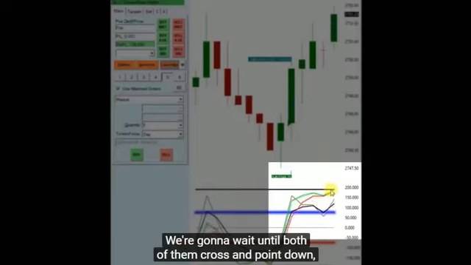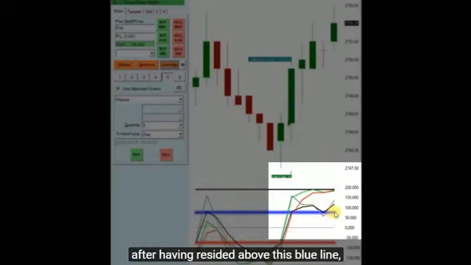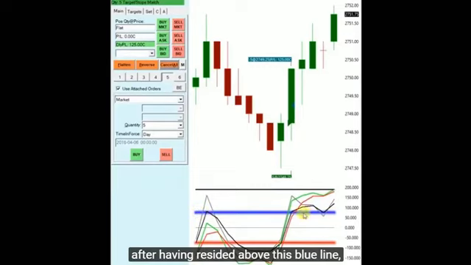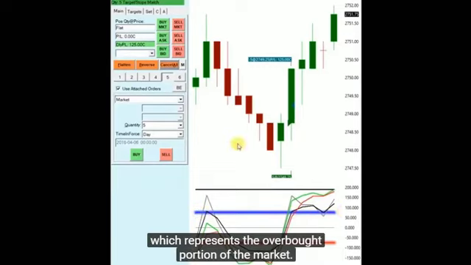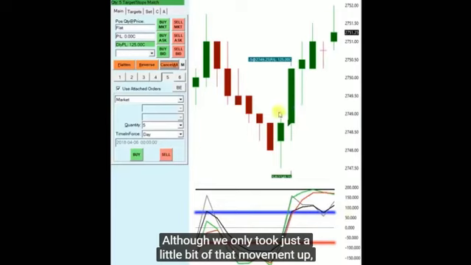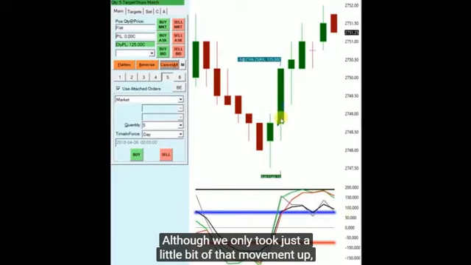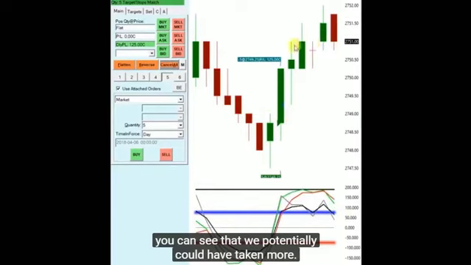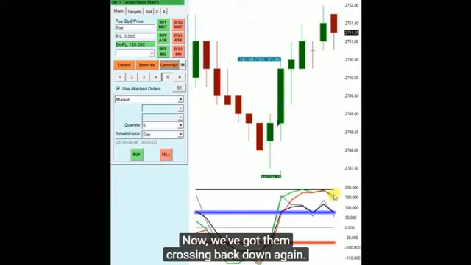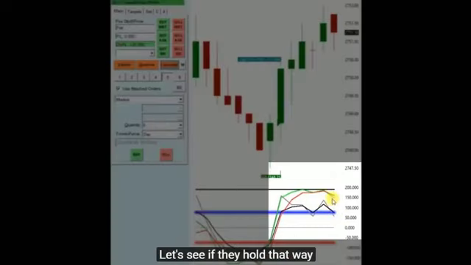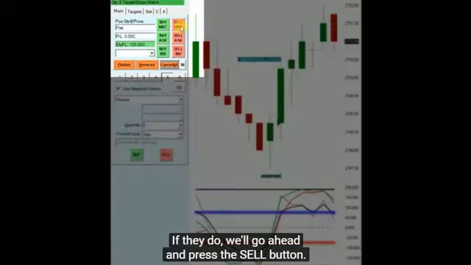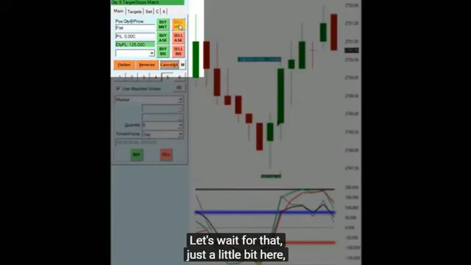We're going to wait until both of them cross and point down after having resided above this blue line, which represents the overbought portion of the market. Now, although we only took just a little bit of that movement up, you can see that we potentially could have taken more. All right, now we've got them crossing back down again. Let's see if they hold that way till the end of this candle. If they do, we'll go ahead and press the sell button. So let's wait for that just a little bit here.